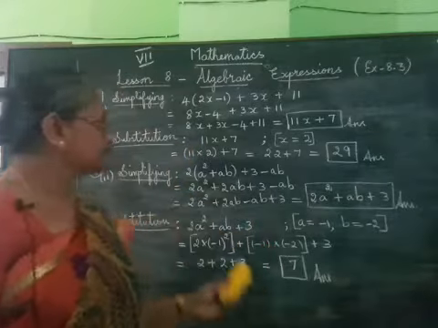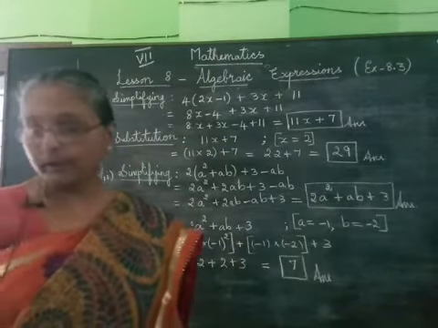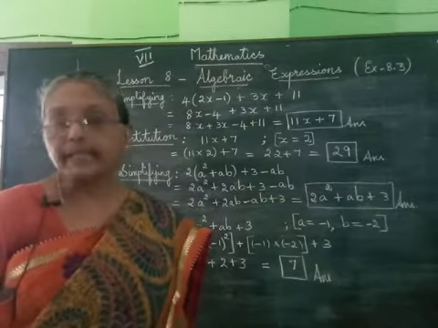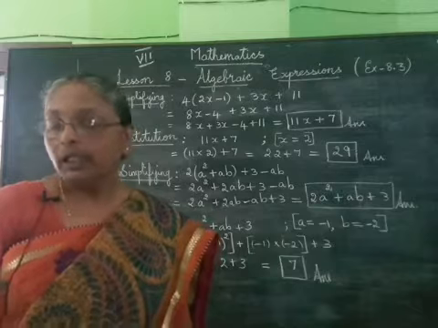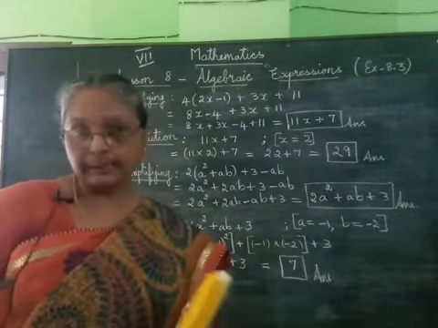Now we will do the seventh sum. Here it is given, simplify the following expressions and find their values when x is equal to 2. In this sum, we have to do two things.